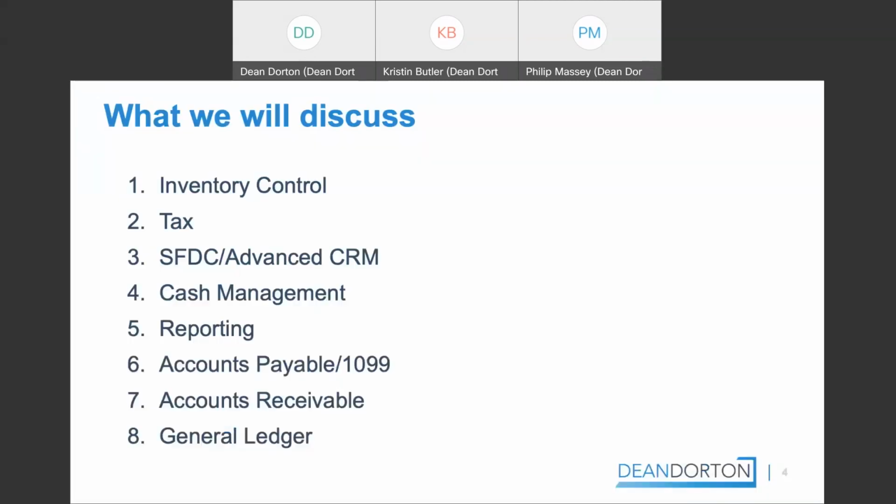So let's get into what you came here for. We're going to talk about all the new features and functions of Release 4 2021, and this is an exciting release. More than happy and thrilled to be here talking with you about it. We're going to start things off with inventory. We're going to go to taxes from there, Salesforce, cash management, reporting, AP, AR, and finish it off with the good old general ledger changes that have been made.